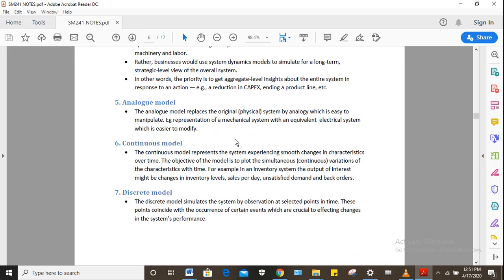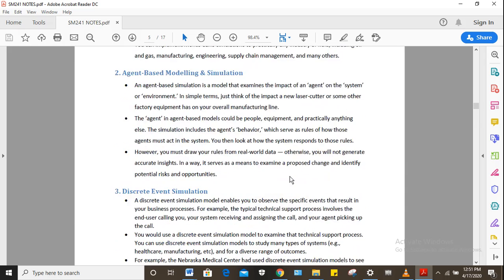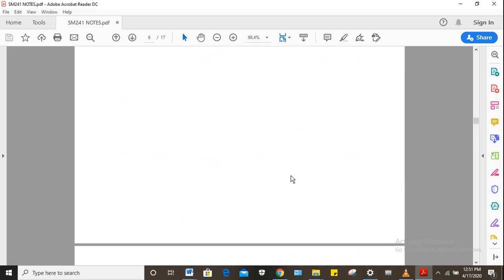So that's another one. Then there's also analog, continuous, and discrete. So what I usually require you guys to do is to remember at least 4 that we can explain for at least 5 marks each.